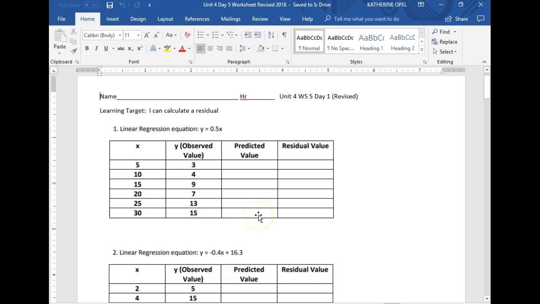After you have the predicted value, then you need to find the difference, the residual value. The residual is your observed value, Y, minus your predicted value, Y hat. So in this case it would be 3 minus 2.5, which would be 0.5. You do this for each value, 4 minus 5, which would be -1. You continue to do that.